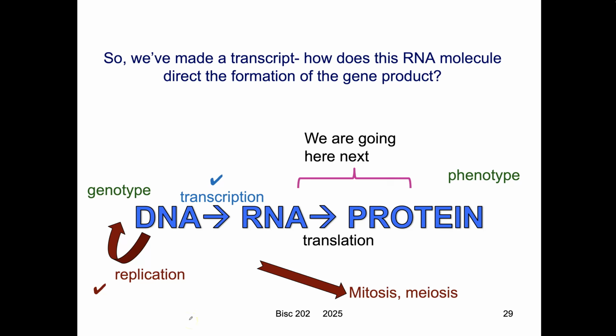Okay, so that's the end of the second prep for this lecture. At the end of this process, we now have a transcript, and if it's a eukaryote, it's been processed and sent out of the nucleus. It's out in the cytoplasm. So what do we do now? How does this RNA molecule direct the production of a protein?